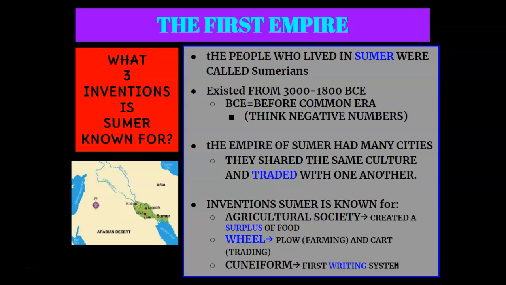And the reason that they need to keep records is because their civilizations are growing so large that they need to keep track of who owns what and how much food each person was responsible for creating. So again, these are the three inventions that Sumer is known for: agricultural society, the wheel, and cuneiform.